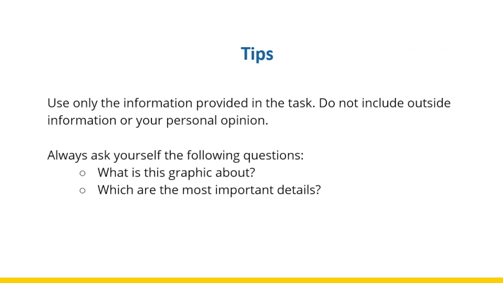Before we begin learning about Academic Writing Task 1, I would like to share with you a couple of important tips that can help you write better. First of all, remember, you need to use only the information provided in the task. Do not include outside information or your personal opinion. That means you cannot write down numbers that you don't see on the graphic, and also you cannot write phrases such as I believe, in my opinion, and so on.